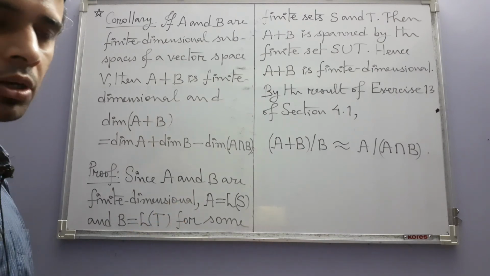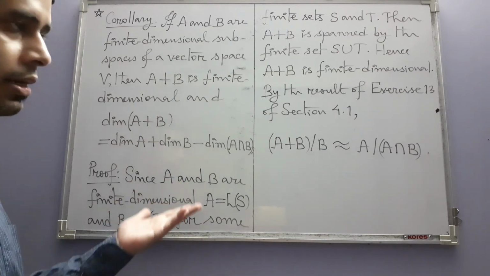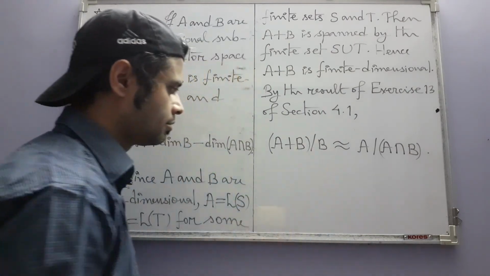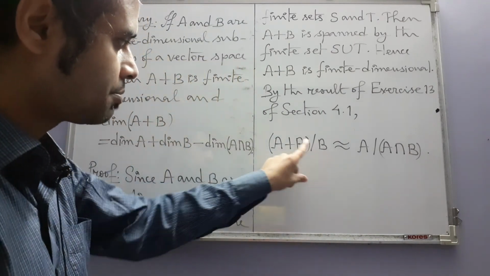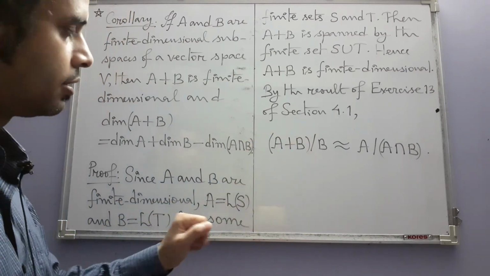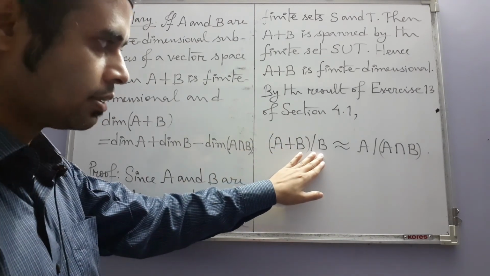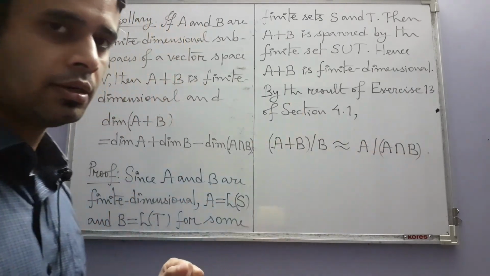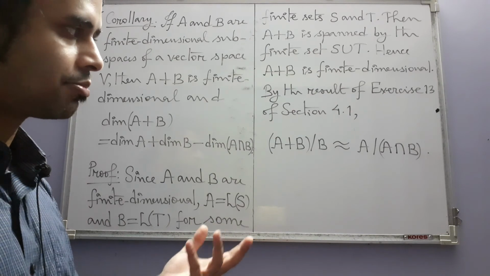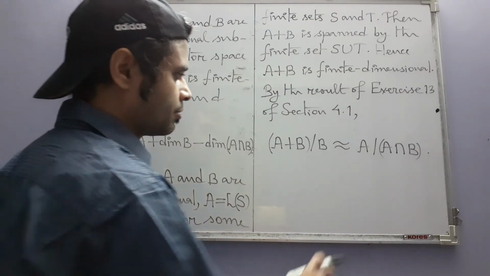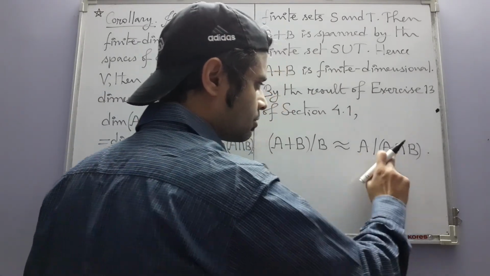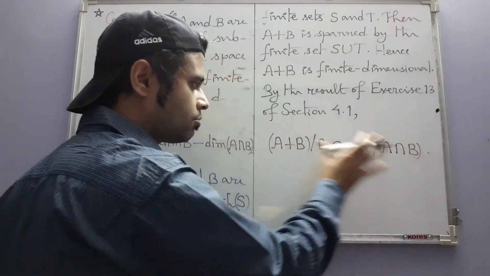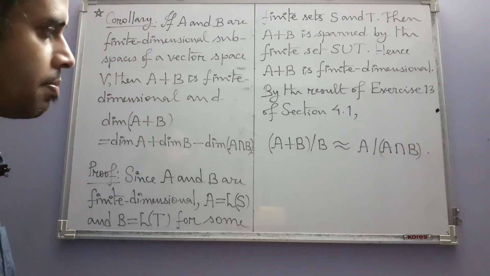This is something we have already proved in that exercise solution, but let's just note one thing. B is a subspace of A plus B in a trivial manner, so this quotient makes sense. Just like that, A intersection B is a subspace of A. We know that the intersection of two subspaces is a subspace, and it is contained in A, so it's a subspace of A. So this second quotient also makes sense, and these two quotient spaces are isomorphic.